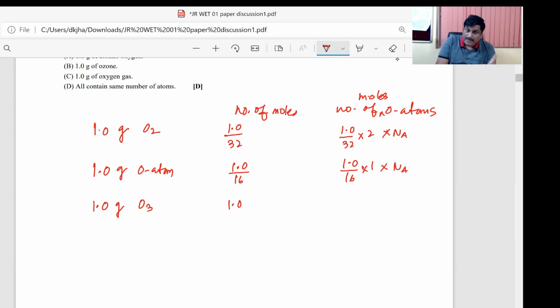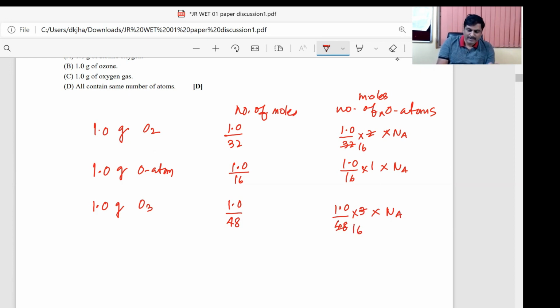In this one, 1 gram of O3, the molecular weight is what? 48 grams. So to find the number of moles, this is divided by 48. 1.0 divided by 48 is the number of moles of O3. When that is multiplied by 3, it gives the number of moles of oxygen atoms. Then into Na, the absolute number of oxygen atoms. What do you find here? 1 by 16, 1 by 16.